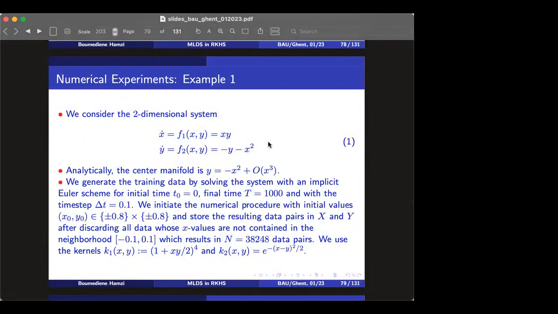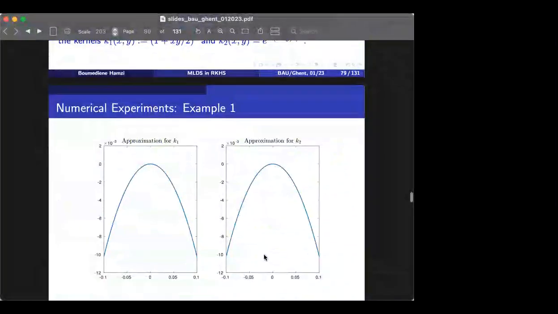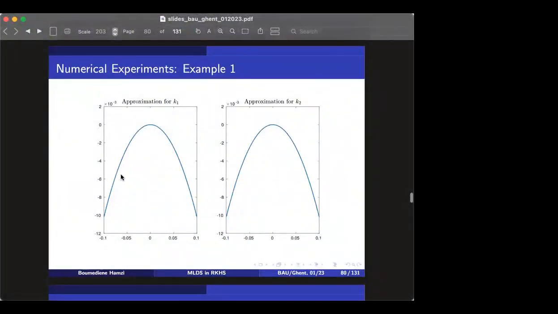One can find the center manifold analytically by solving the PDE using Taylor series expansion. What we did here is that we used two kernels. One is the quartic and the other one is the Gaussian kernel. Here, these are the errors between the true center manifold, y is equal to minus x squared, and the approximation. This is for k1, this is for k2.